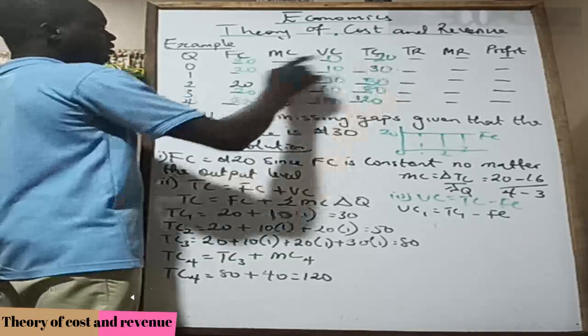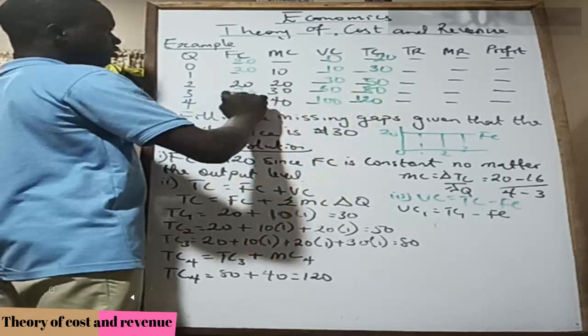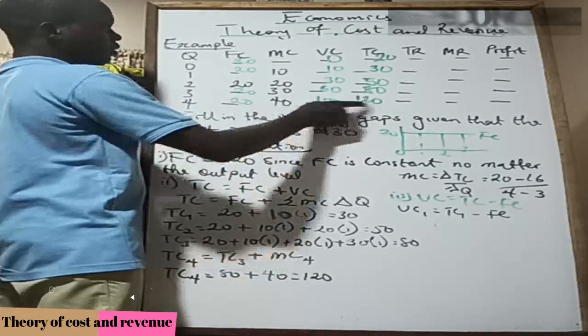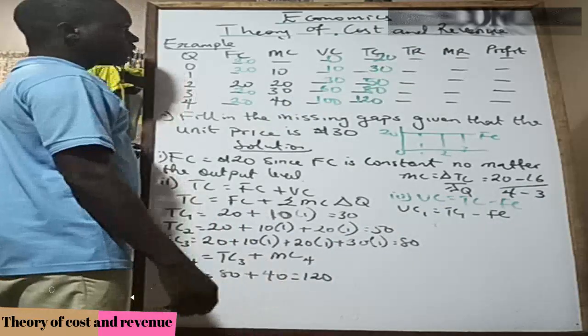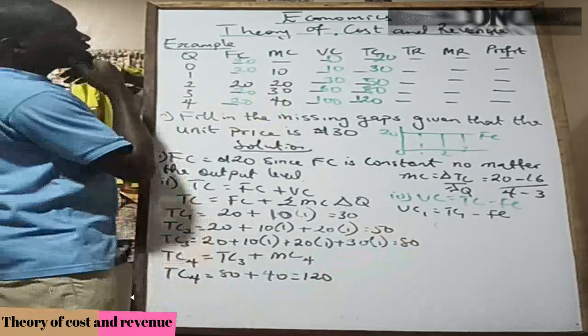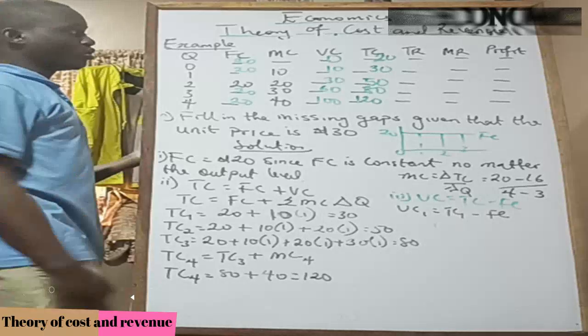20 plus 10 is 30. 20 plus 30, 50. 20 plus 60, 80. 20 plus 100, 120. So that's that about that. So I don't think we have anything about cost here again. I think I should have added one, average cost, right?